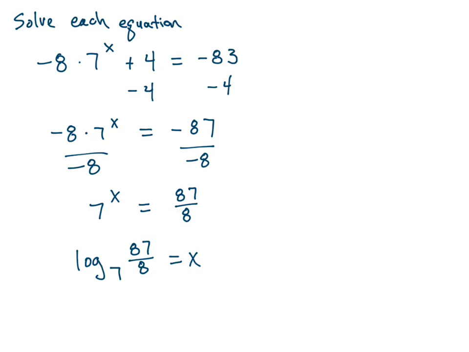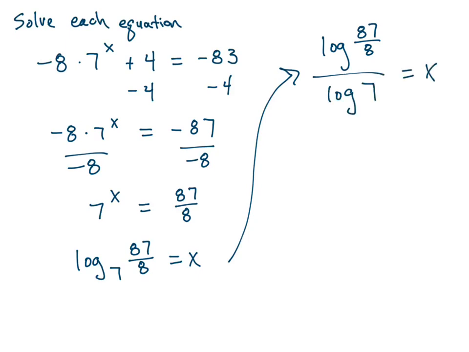And then, of course, we're going to use the change of base formula. So log of 87 over 8, and then remember the base always goes on the bottom. So divide that by log of 7. So I'll put that on my calculator, and I should get 1.2264 on my calculator for that one.